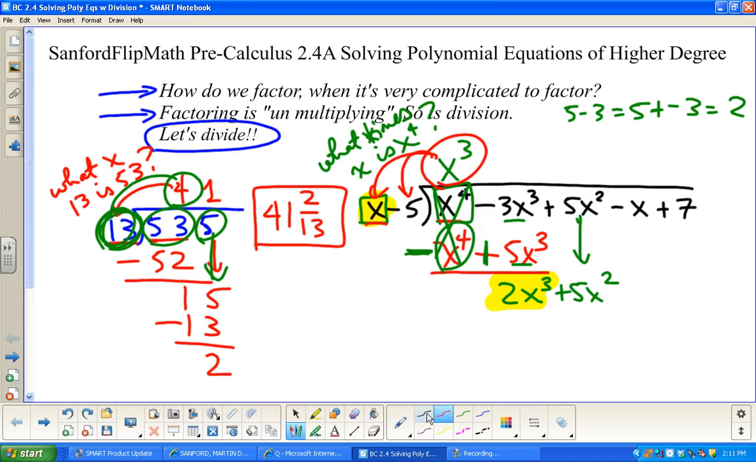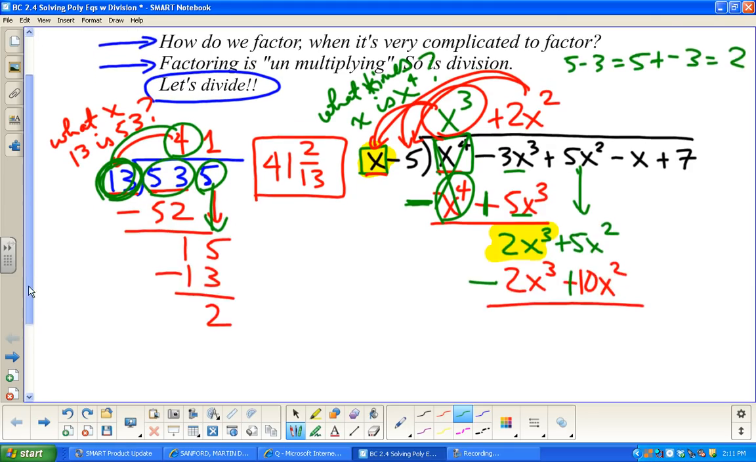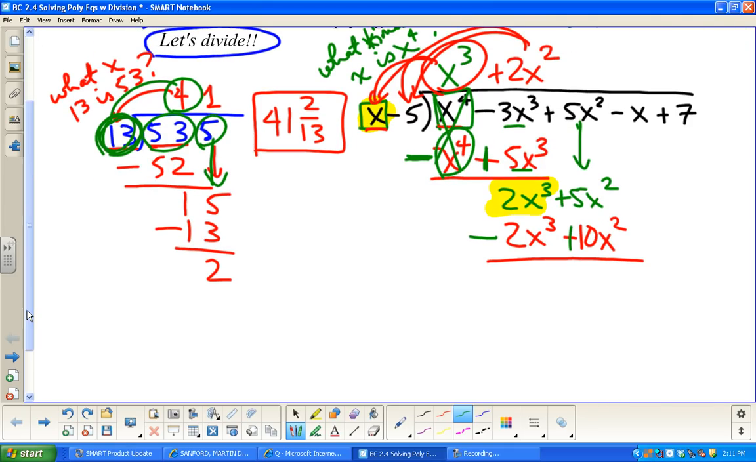So what times x is 2x cubed? Well, 2x squared. 2x squared times x, 2x cubed. I'm distributing. And so times -5, so minus 10x squared. Again, I'm going to subtract, and I'm going to subtract by adding the opposite. That's what subtraction is actually defined as, adding the opposite. So 2x cubed minus 2x cubed, or 2x cubed plus a negative 2x cubed is 0. 5x squared plus 10x squared is 15x squared.